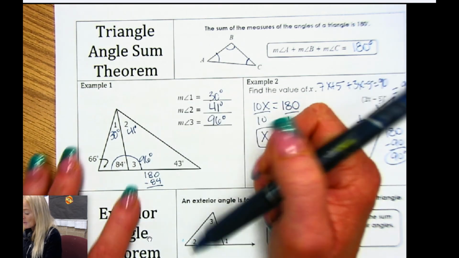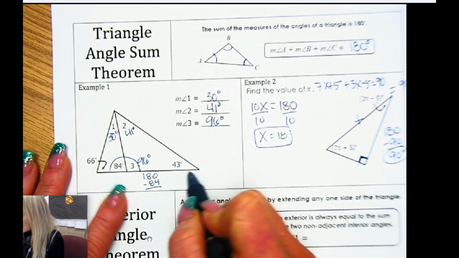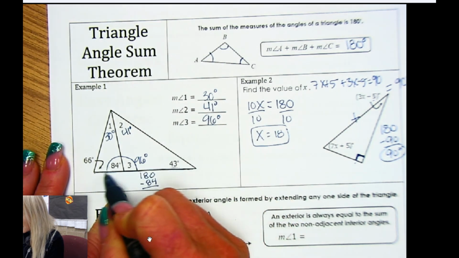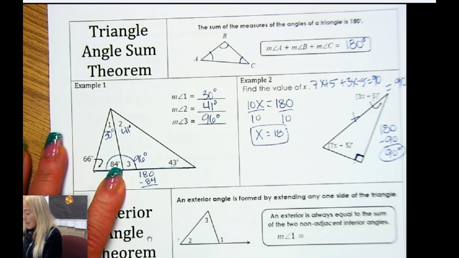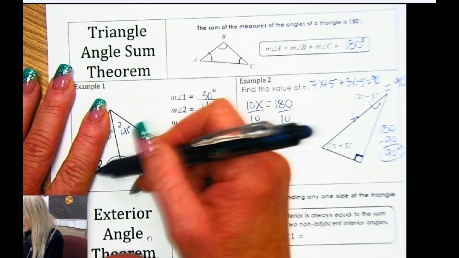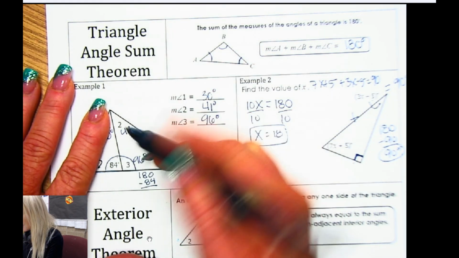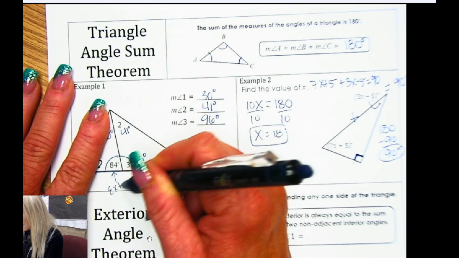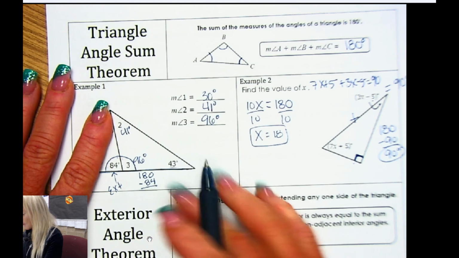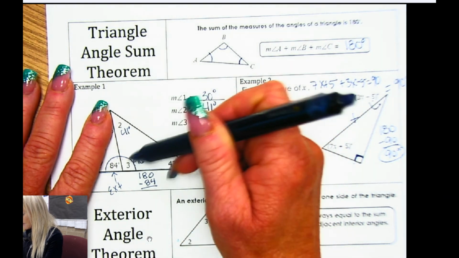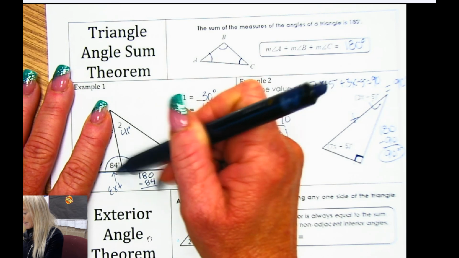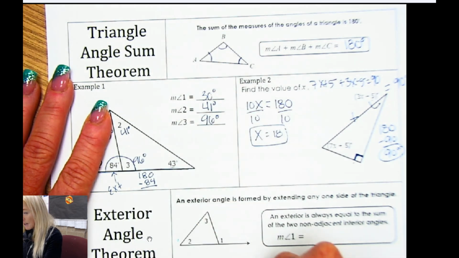Now, I want you to notice something else. If I extend this leg right here, so I'm extending the leg, this becomes an outside angle. So if you have this triangle with an extended leg, you have an exterior angle, outside of this triangle. Now what happens is this angle is 96 degrees. This angle is the difference of 180 and 96 degrees, so it's 84.